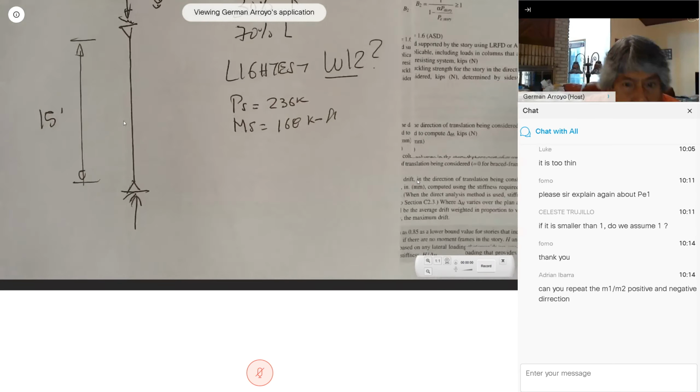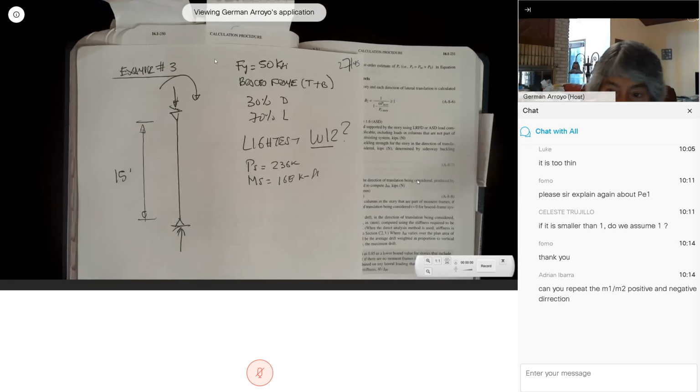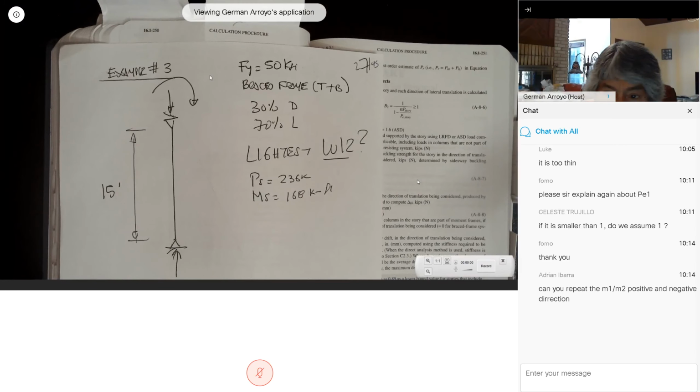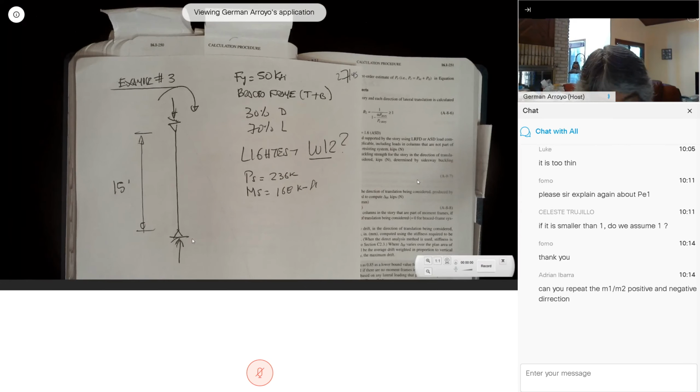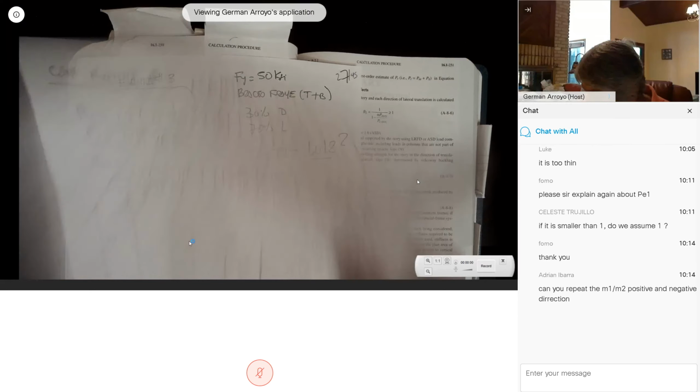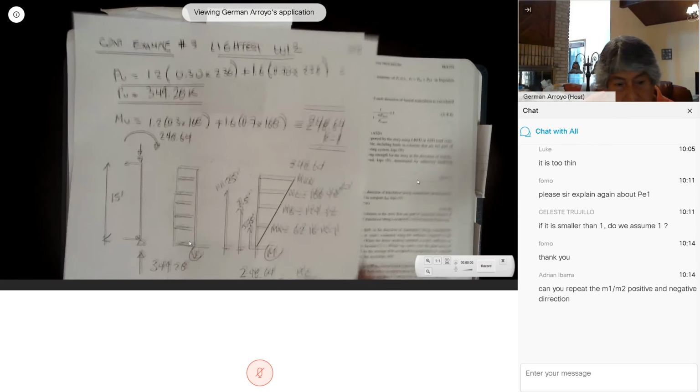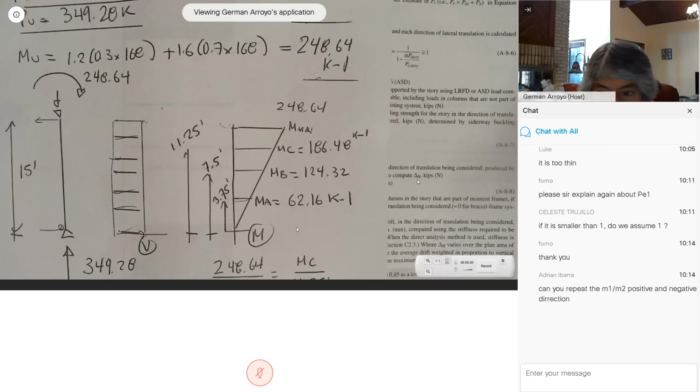we had this case, right? And I clearly remember that Celeste asked me the question. Look, there is a moment on the top, but there's no moment at the bottom, right? So the moment diagram, this is the shape of the moment diagram. The embrace length is 50. So this here is M1 and this is M2. So 0 divided by whatever is going to be 0.